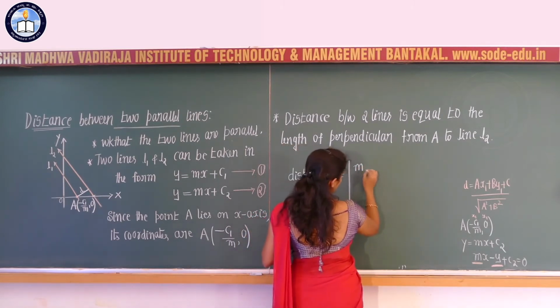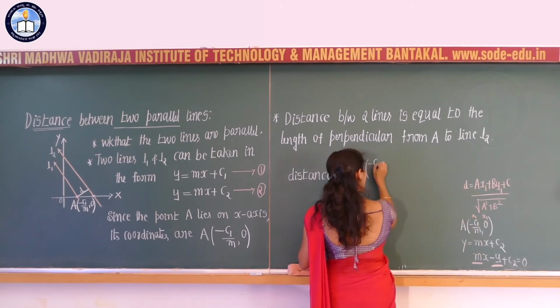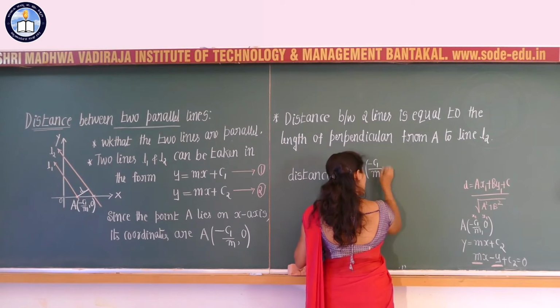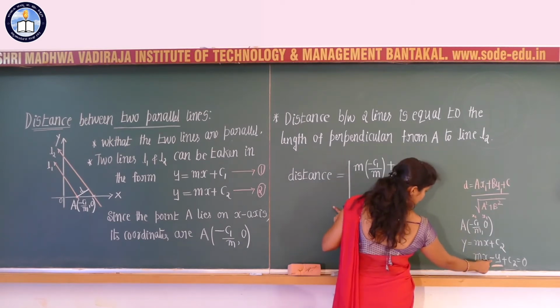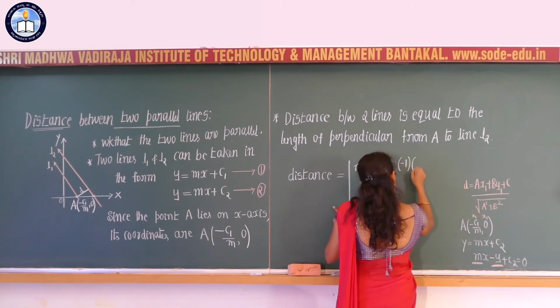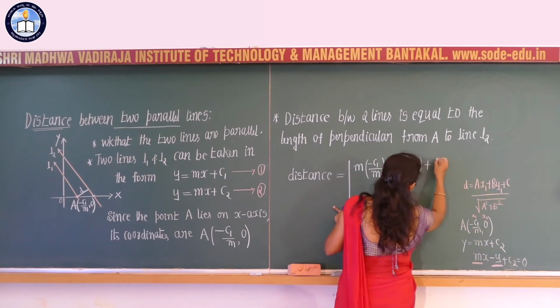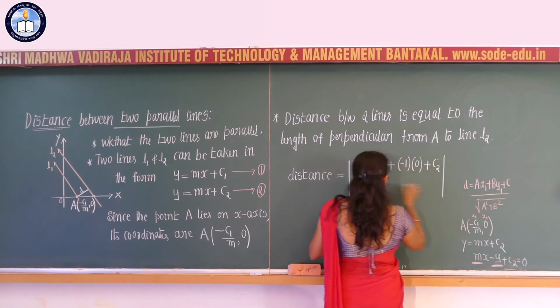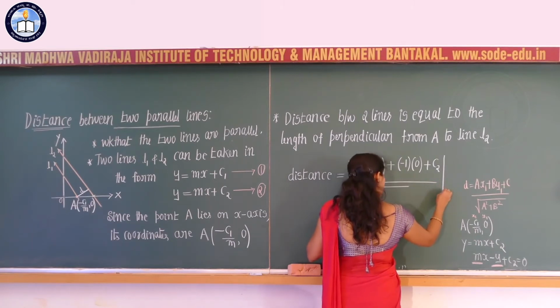m into, what is x1? x1 is nothing but x coordinate of the point A, that is minus c1 divided by m, plus b into y1, b is minus 1 into 0, minus 1 into 0 plus c value is nothing but c2 whole divided by root of a square plus b square.